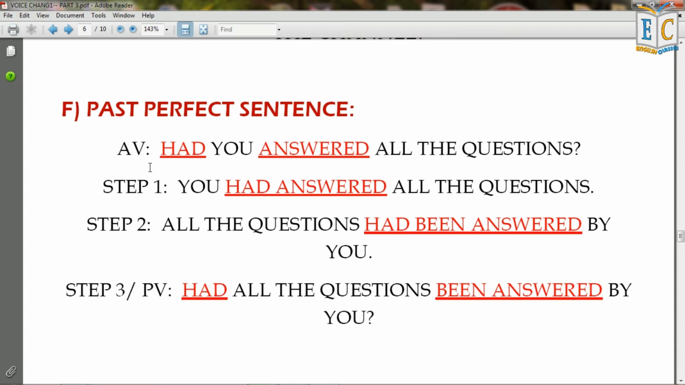Past perfect sentence. In active voice, had you answered all the questions? Becomes in step 1, you had answered all the questions. In step 2, it becomes all the questions had been answered by you. In step 3, or passive voice form, it becomes had all the questions been answered by you.